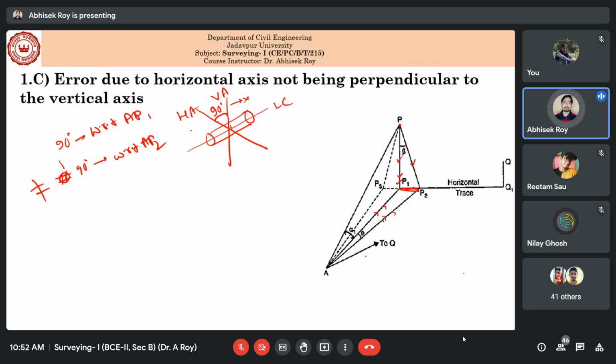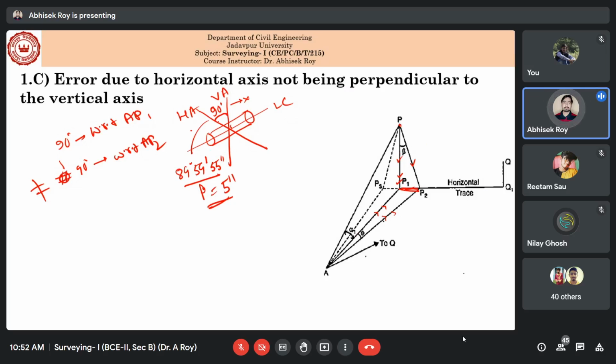Now before calculating that error, we have to know that if this angle is not 90 degree, say the angle is 89 degree, 59 minute and 55 second, how much will the error be? The error will be simply 5 second, as it is the difference between the actual angle and the 90 degree angle. So that will be the error.